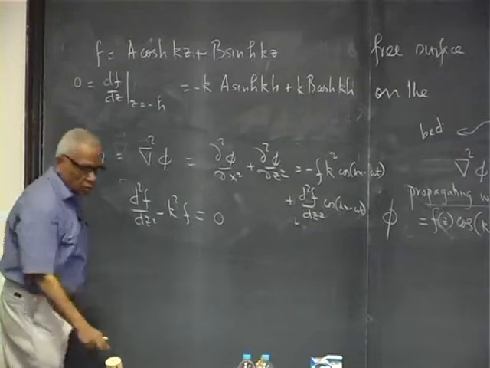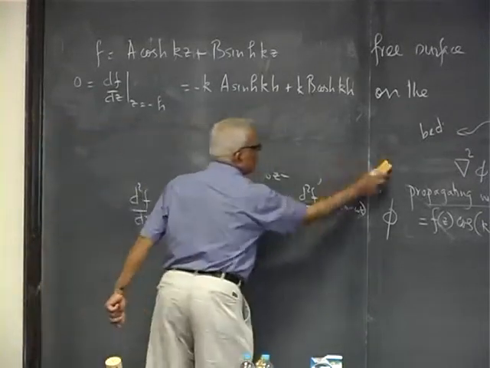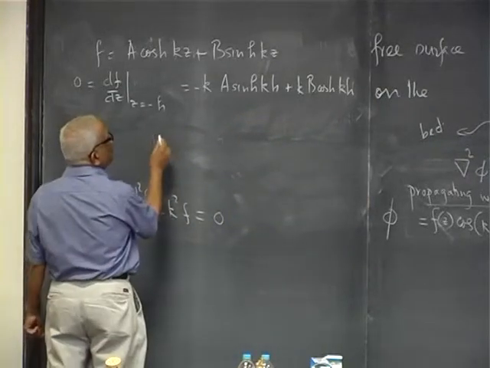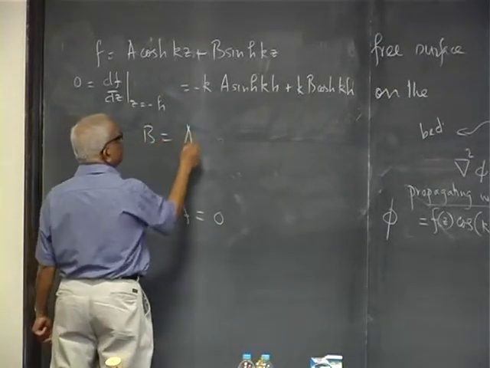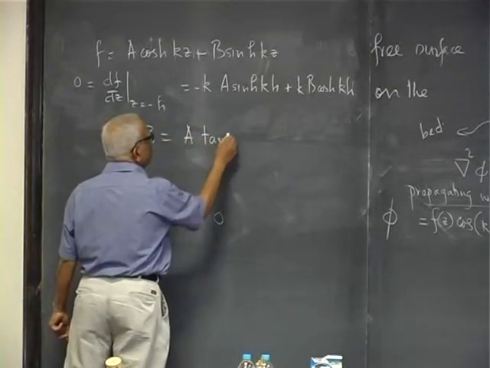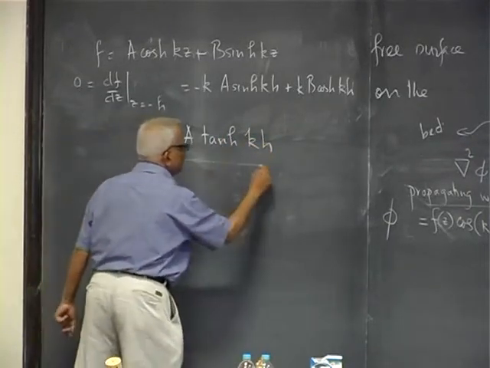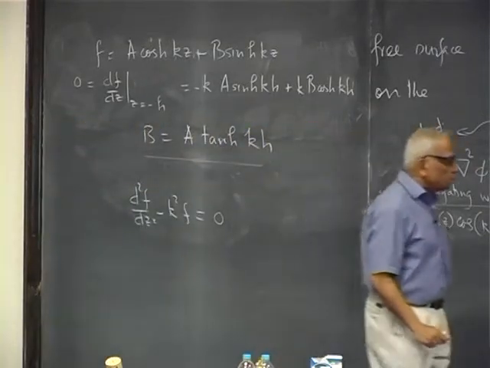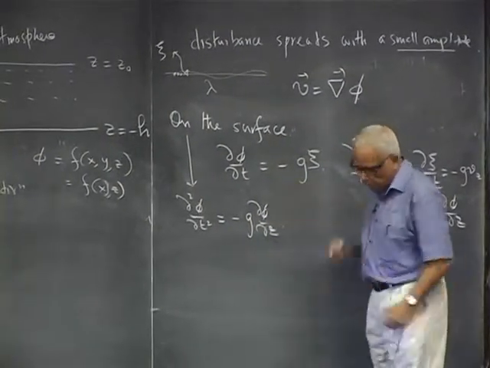Good. So b is equal to a tan hyperbolic kh. So now I have a relation between them. So where is the other boundary condition? The other boundary condition is over here.